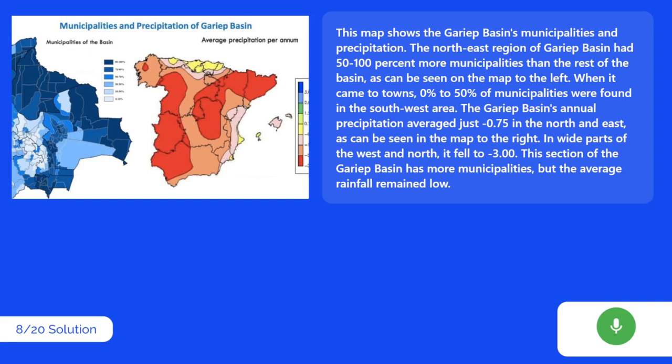The Gariep Basin's annual precipitation averaged just -0.75 in the north and east, as can be seen in the map to the right. In wide parts of the west and north, it fell to -3.00. This section of the Gariep Basin has more municipalities, but the average rainfall remained low.